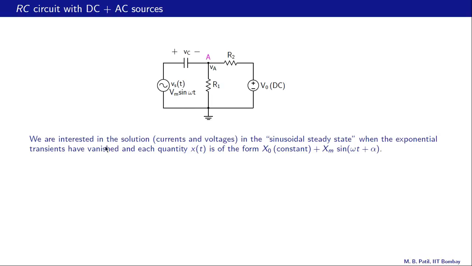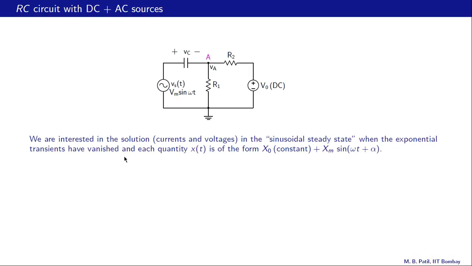And we are interested in the solution. What do we mean by the solution? Currents and voltages in the circuit in the sinusoidal steady state, and we have come across this term earlier. What is sinusoidal steady state? That is when the exponential transients have vanished, and the exponential transients arise because we have a time constant in this circuit. So there will be things like e raised to minus t by tau, and if t is sufficiently large, then those terms would go to 0, and that is what we mean by the exponential transients have vanished.